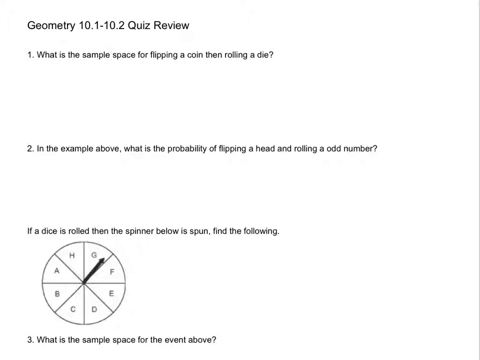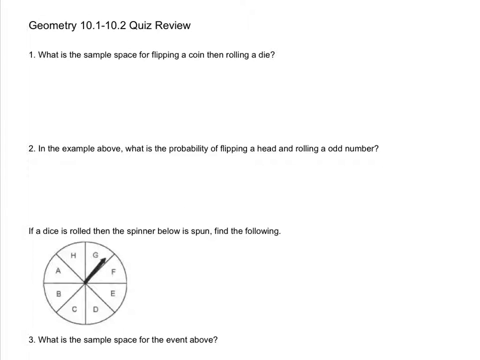So if we think about it, when we flip a coin, there are basically two things we can get. We can get heads or we can get tails. And when I roll a dice, I can get one of 6 outcomes: 1, 2, 3, 4, 5, or 6. So when I'm looking for the sample space, I'm looking for basically all combinations.